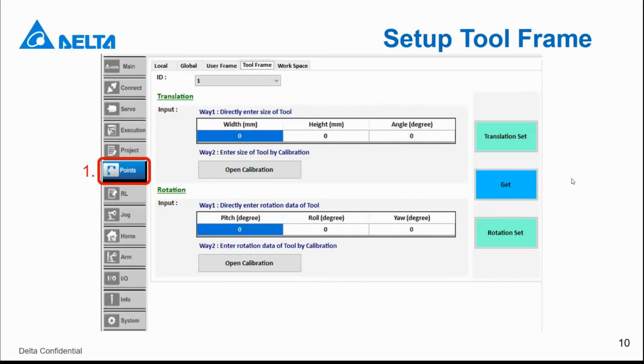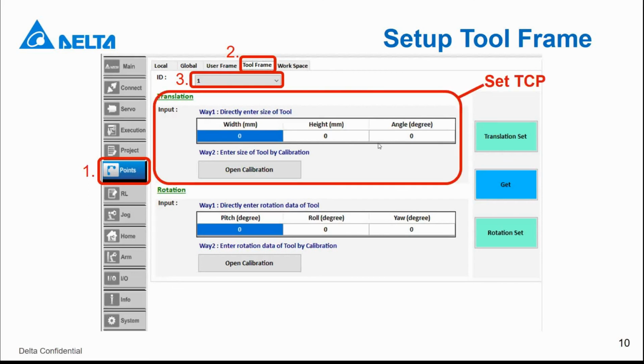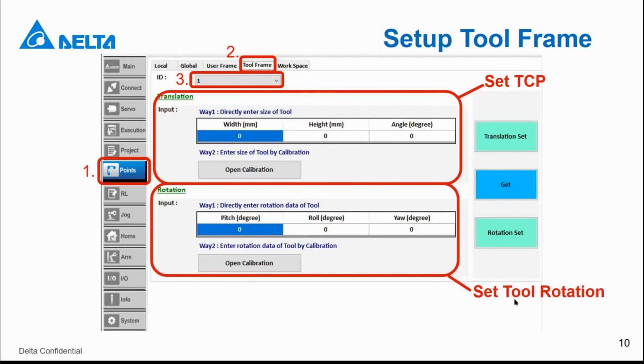So in DRAStudio, here's how to set up the tool frame. First, we need to go to the points page, then the tool frame page, and then we can choose an ID. So we can teach up to 9 different tool frames in the robot system. On the upper part, set TCP, and on the lower part, set tool rotation. So we will introduce the upper part. In the upper part, if you have the 3D drawing of the tool, you can calculate these 3 parameters and input these 3 parameters by yourself.